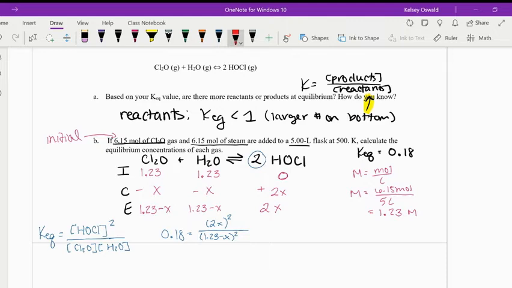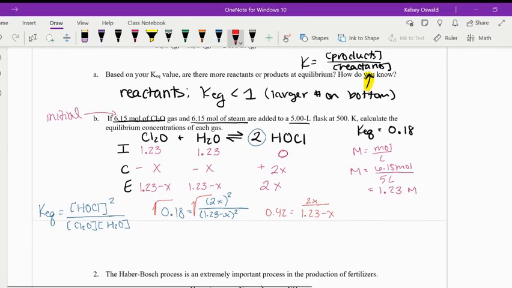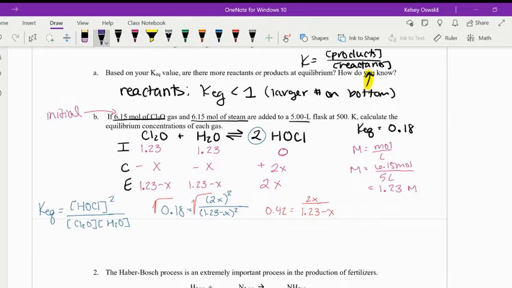So since we have a squared on the right-hand side, a good first step is to take the square root, make that a little bit cleaner, a little bit easier for yourself to work with, and we'll get 0.42 is equal to 2x over 1.23 minus x. All right, so now we have an x in our denominator. So a good next step is going to be to multiply each side by that denominator. So you get 0.42 times 1.23 minus x is equal to 2x. Okay, because yeah, we want to get rid of that fraction.